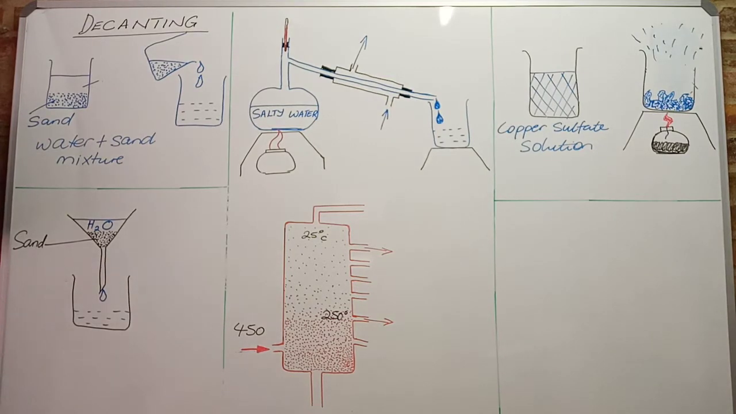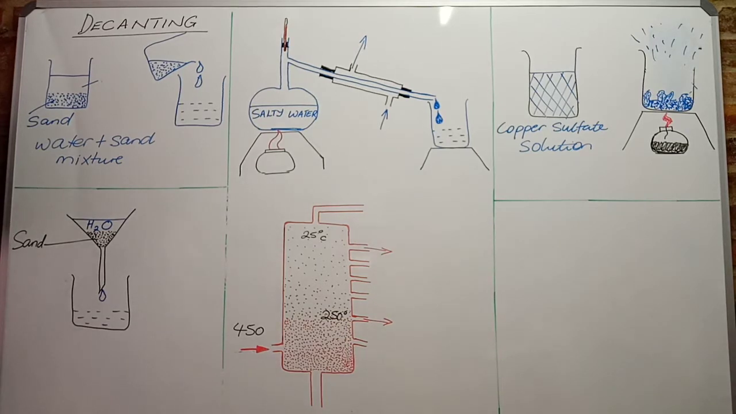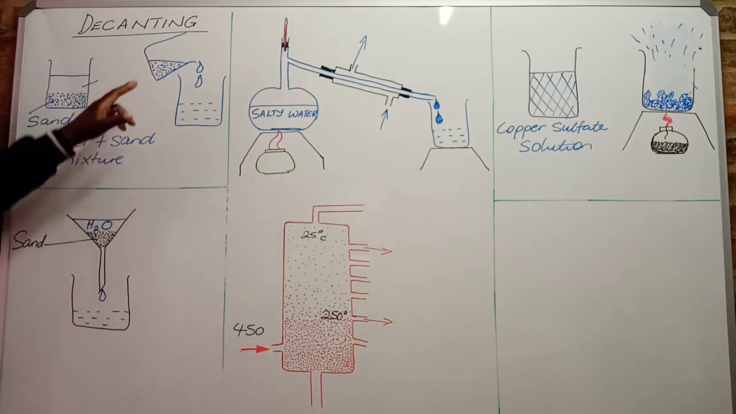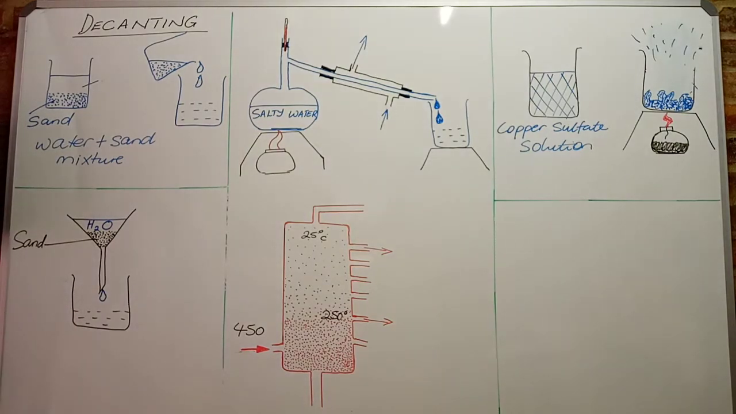Decanting is a method where we simply pour the mixture into a beaker, and then, as sand is heavier than water, the sand is going to settle at the bottom. Therefore, we can simply pour out the water and the sand remains. This method of separation is called decanting.